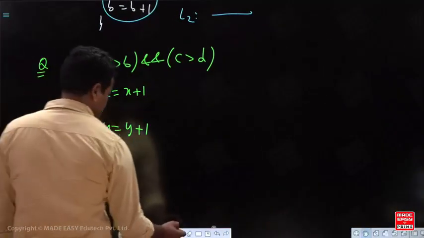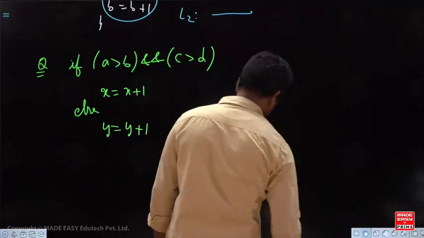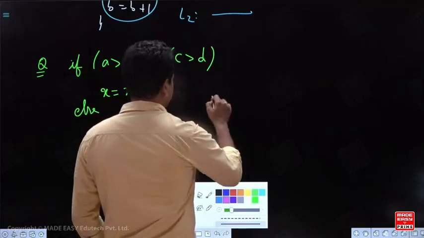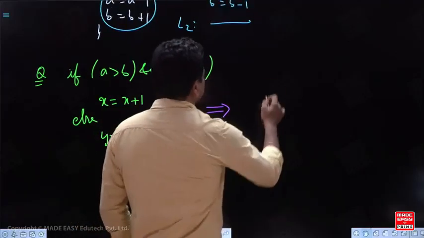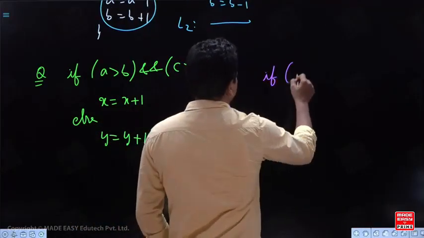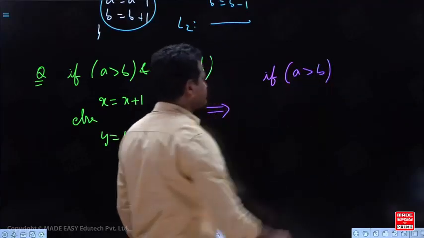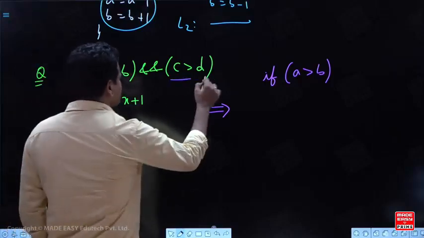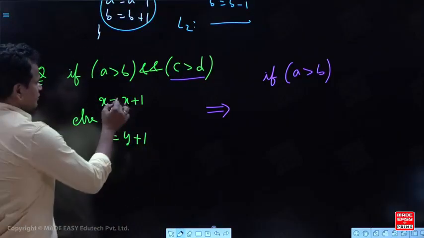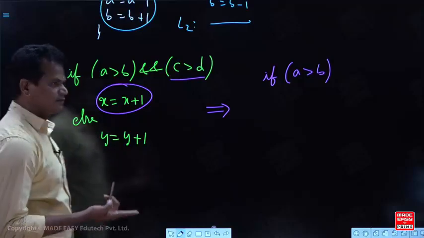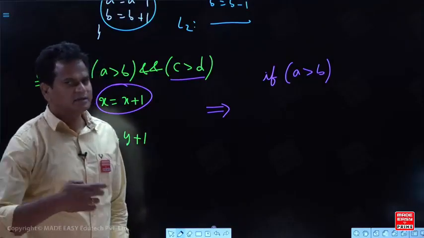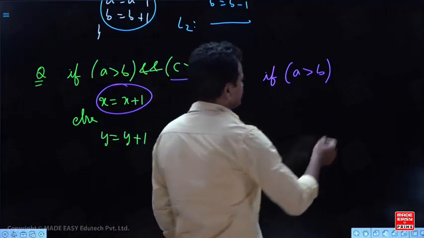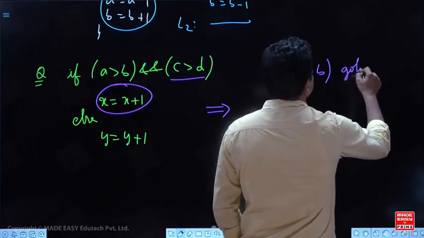Look at this one. If A is greater than B, and C is also greater than D, then only execute this. Otherwise you have to execute this one. Suppose A is greater than B, then go to L.